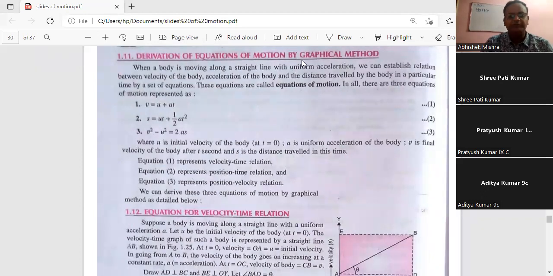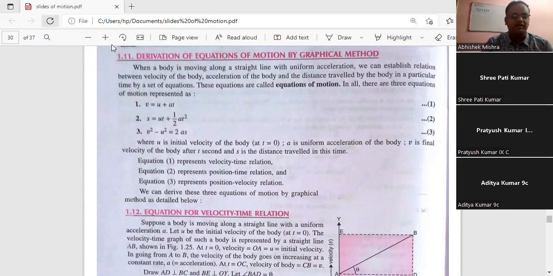Now, the relationship between the three, that we can represent by a set of equations, which is called the equation of motion. So, what is the equation of motion? When a body is moving in a straight line with a uniform acceleration, definitely we can establish a relationship between the velocity of the body, acceleration, and the distance traveled in a particular time by a set of equations which is called the equation of motion. And in all, there are three equations of motion.